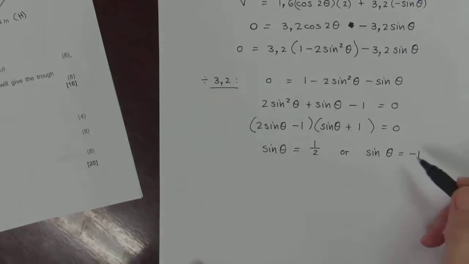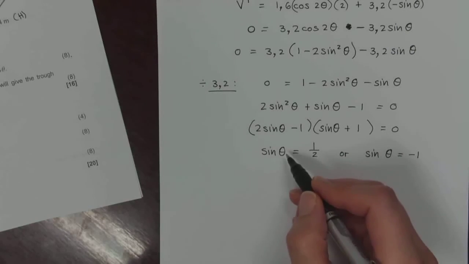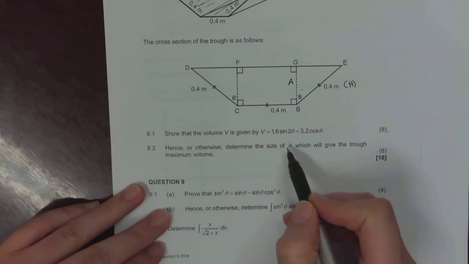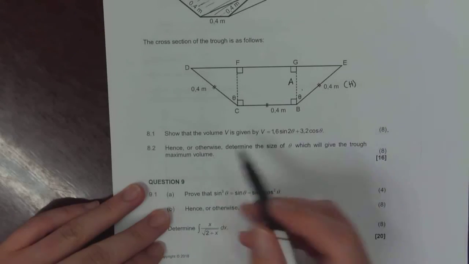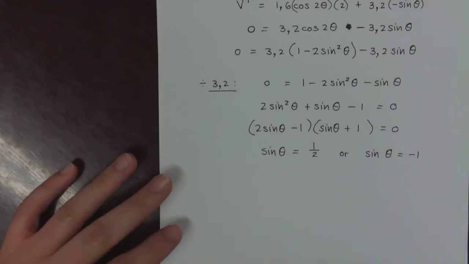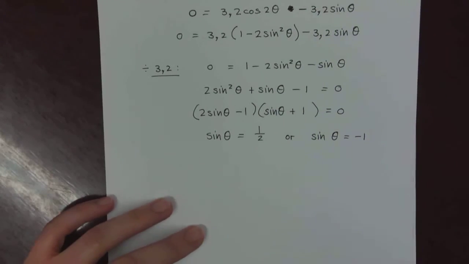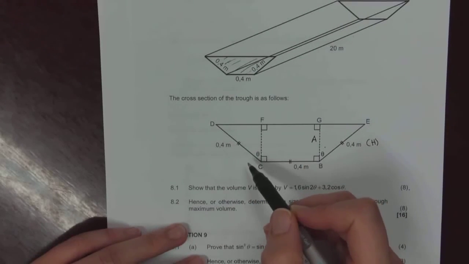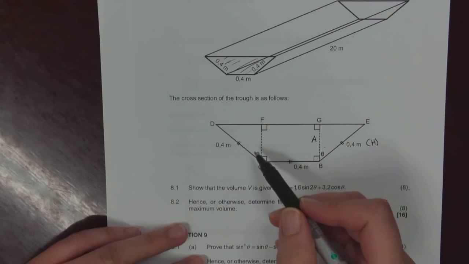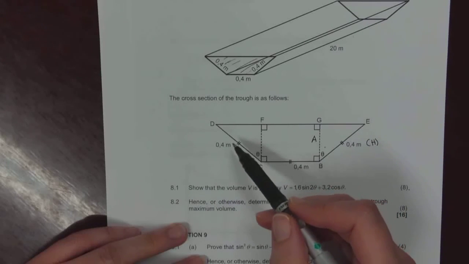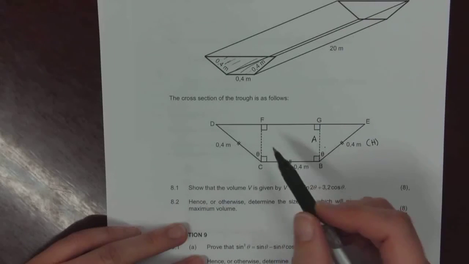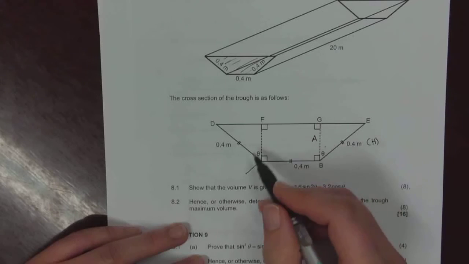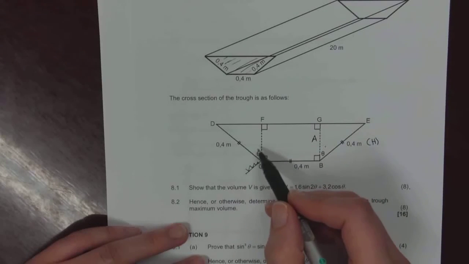Now, please remember, you are now trying to find theta, because that's what the question asked. The question asked over here, hence or otherwise determine the size of theta, which will give the trough a maximum value, a maximum volume. So, the first thing you need to understand is theta has got to be, in this case, an angle between 0 and 90 degrees. It doesn't make sense for this theta to become greater than 90 degrees, because then instead of having this shape, you're going to have a situation where it goes down like that and the water's not going to stay in the trough. So I know for a fact it's got to be between 0 and 90.